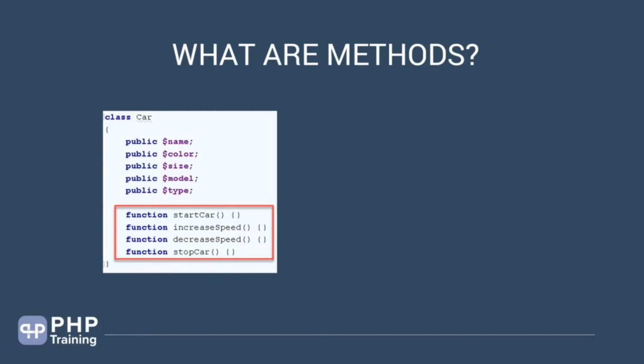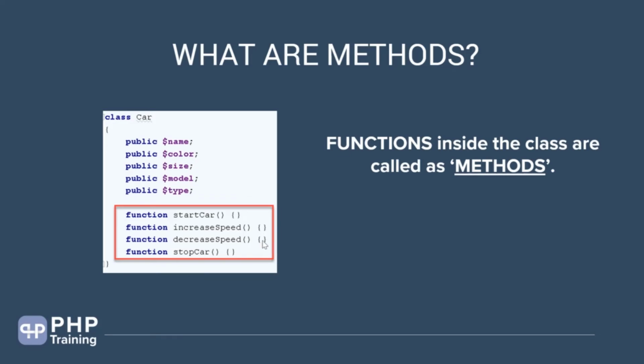And those are definitely the functions using which you execute the code. In OOPS, they are called methods. So functions inside the class are called methods. They are the actions that operate on that object. So start car is a method of the car class. This is how you define it.